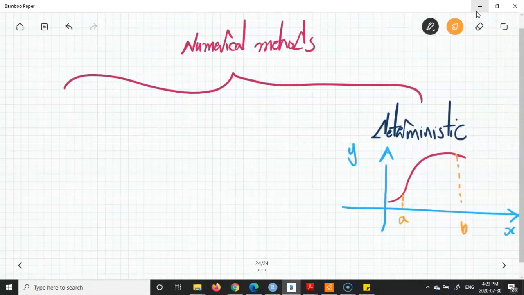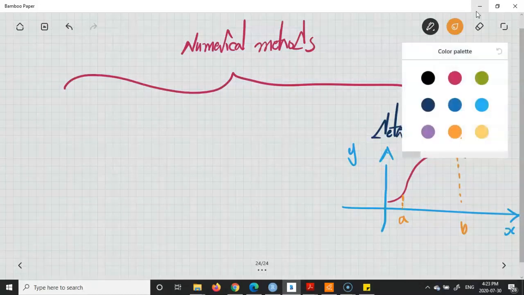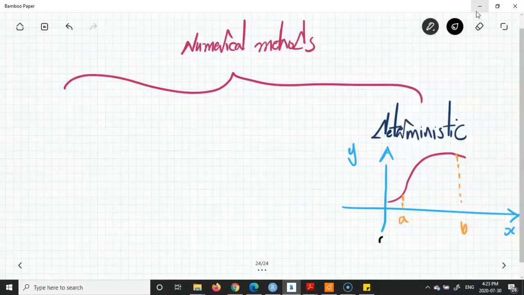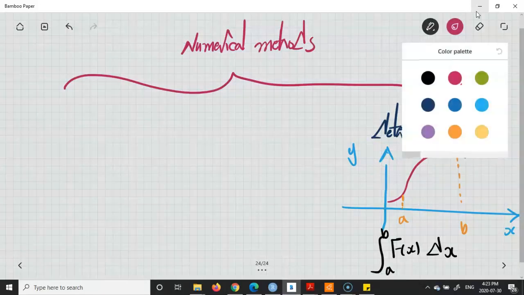Find the value of the integral, if we may just call that, for example, the integral of f of x dx from a to b. And as you will see, the f of x is going to be the function which is highlighted by this color, which is almost red. The thing that we do is that we find a trapezoid.